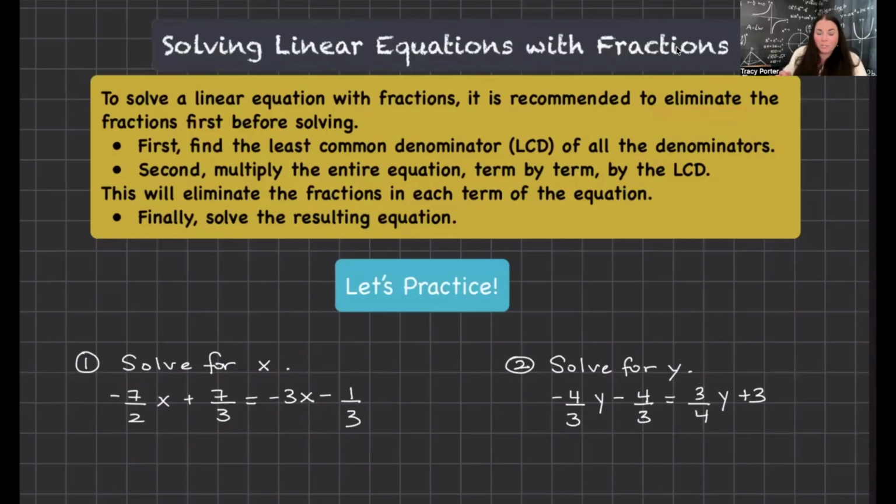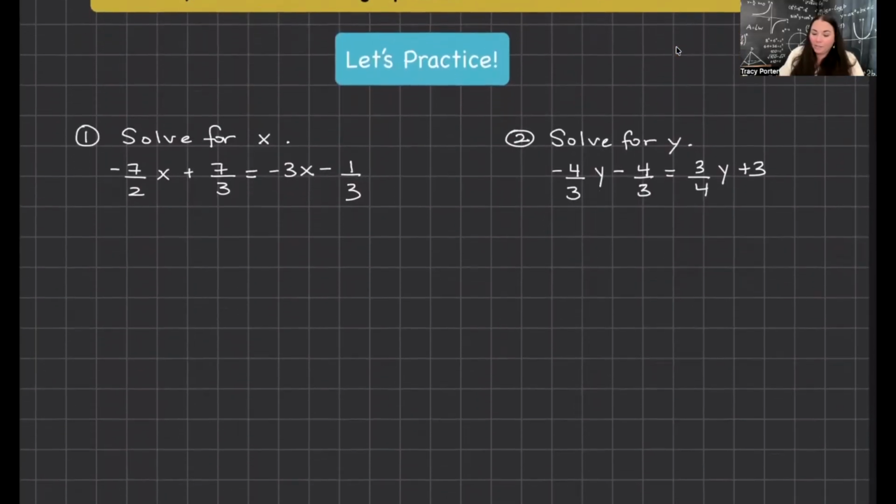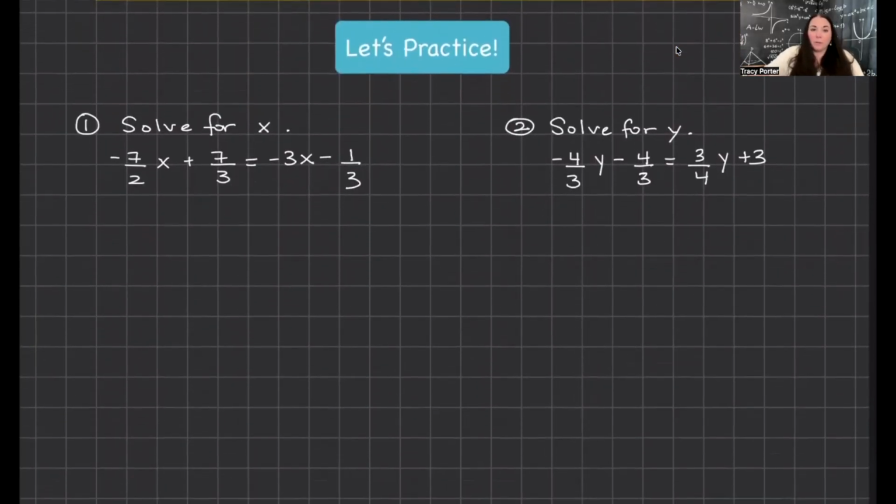So the first thing you want to do is look at all of your terms, look at the denominators, and find the least common denominator. Then we're going to multiply the entire equation, which means term by term, by that LCD. So this is how we're going to get rid of the fractions. Then we're going to just solve as usual because we'll have an equation that no longer contains fractions. So let's practice. Here are two examples that we can work through.